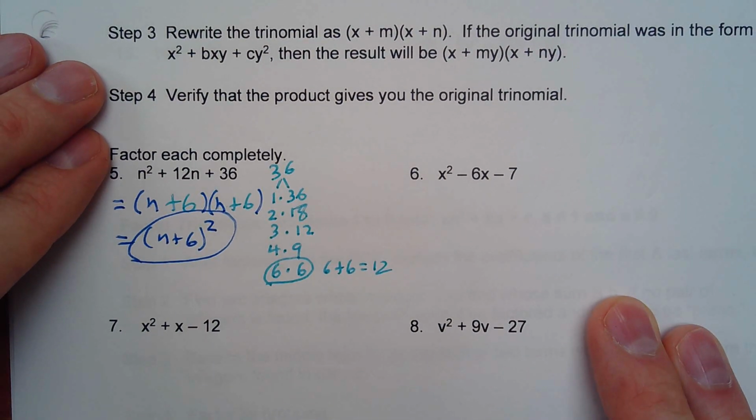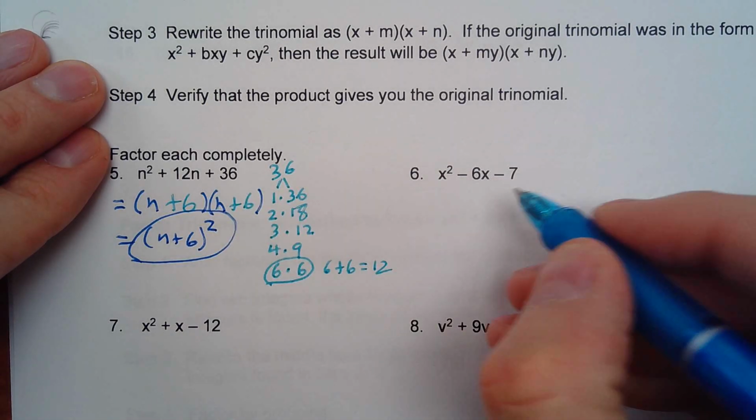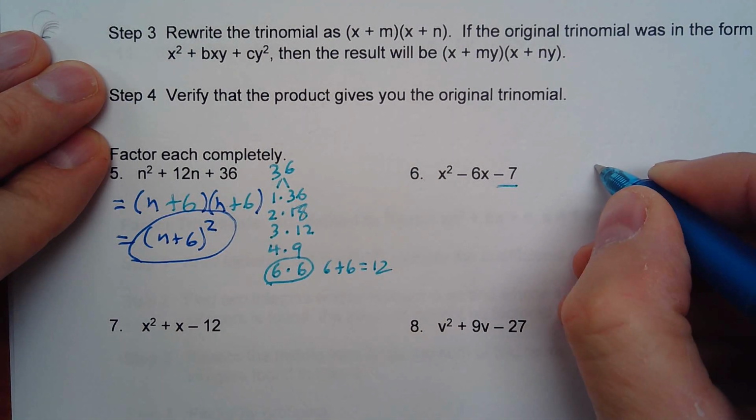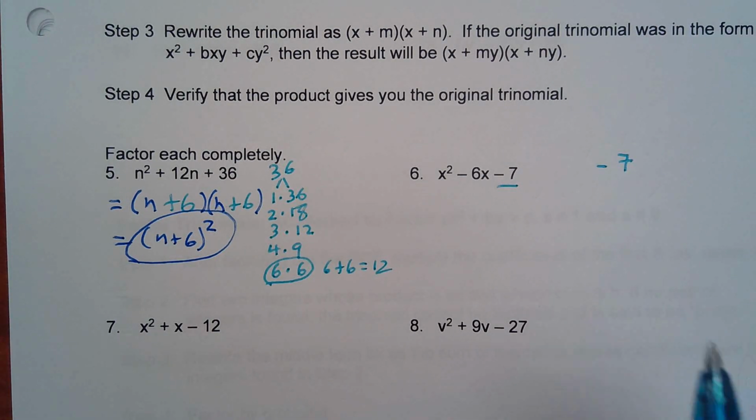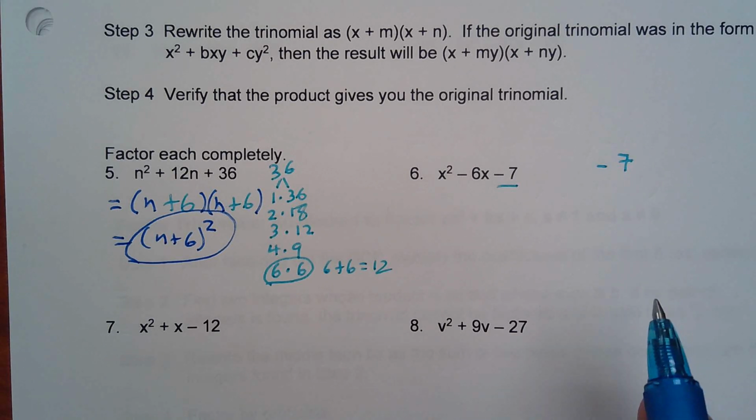Let's try this next one. So here I've got -7. Since that 7's negative, that means my product's negative. That means one factor has to be negative and one has to be positive.